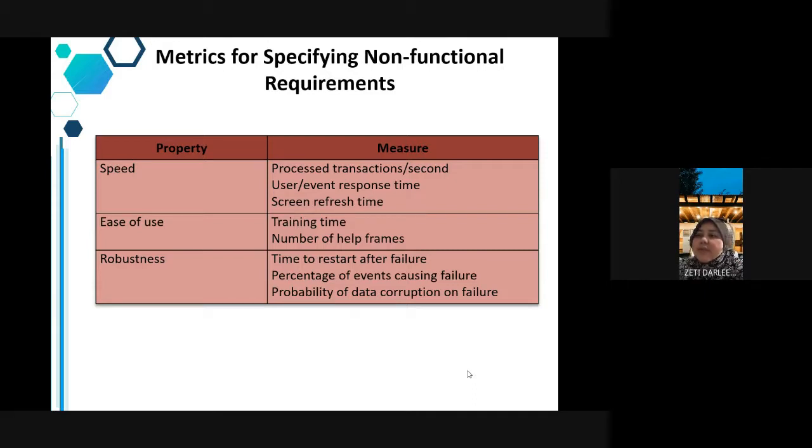Okay. Robustness, time to restart after failure. Percentage of events causing failure. Probability of data corruption on failure. So that is what we call the unit measurement. Contoh lah ni dia ada banyak lagi lah. Ini ambil a few je for our understanding, basic understanding. Sebab untuk dalam kelas ni mungkin tak related lagi lah. Nanti bila kamu dah masuk on the FYP mungkin you start feel this, you start focus on this.